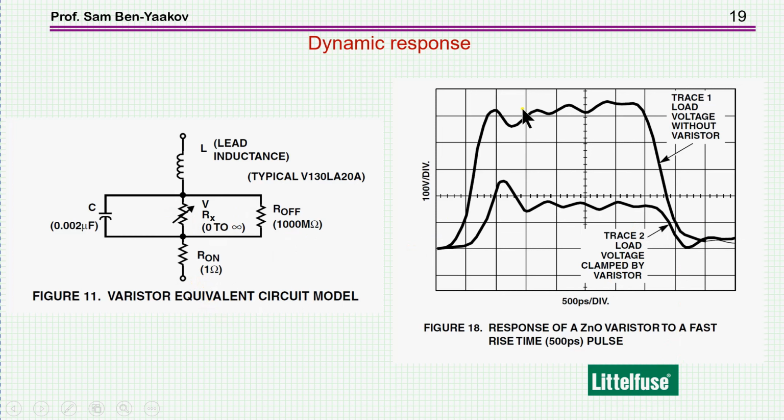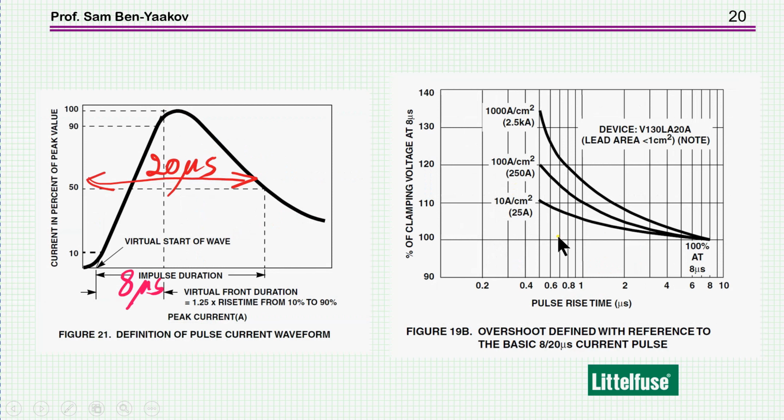This is an original pulse here. And then here we have a unit which is clamping. The original pulse here is very fast. This is 500 picoseconds per division, so it's a fairly fast rise time. This is the original circuit, and this is the clamping. You see that the response is very fast. And there is an overshoot, and there is some information about this overshoot.